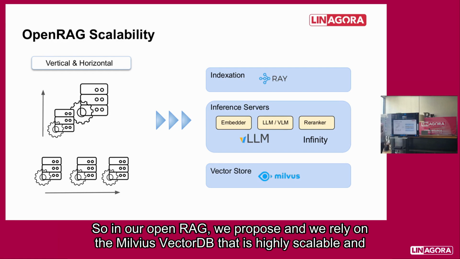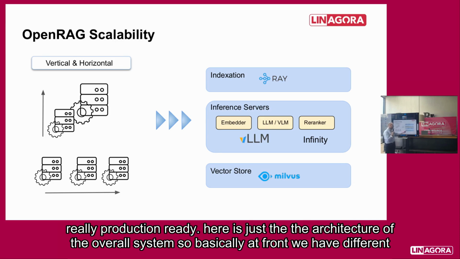And last but not least, the bottleneck might be the vector store. So in our OpenRAG, we rely on the Milvus vector DB, which is highly scalable and really production ready.